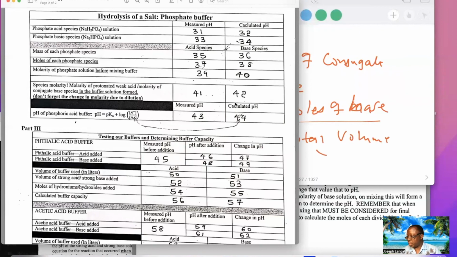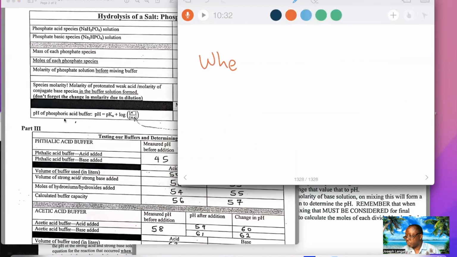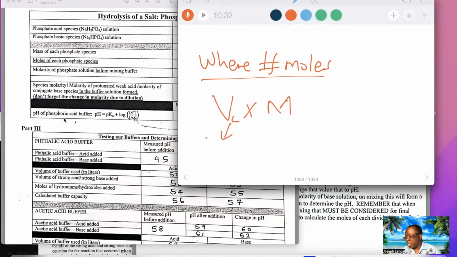First of all, the total volume is 0.060 liters, because 30 and 30 gives you 60. But for the number of moles, you are using only 30 mL. The number of moles is given by volume in liters times molarity. We're using 30 mL, which is 0.030 liters, and the molarity is from what line?